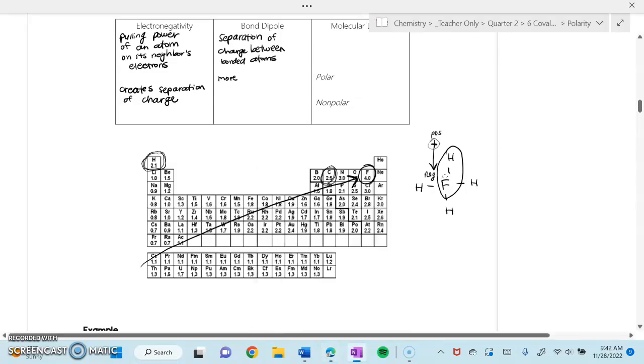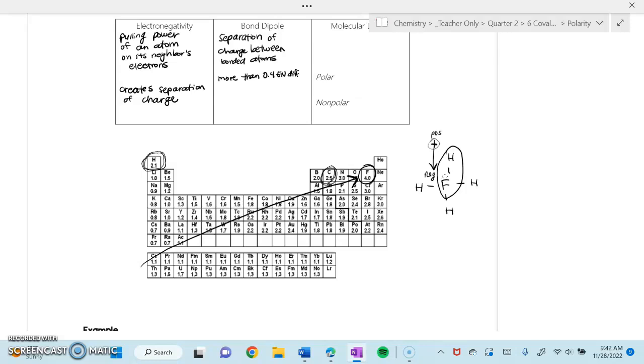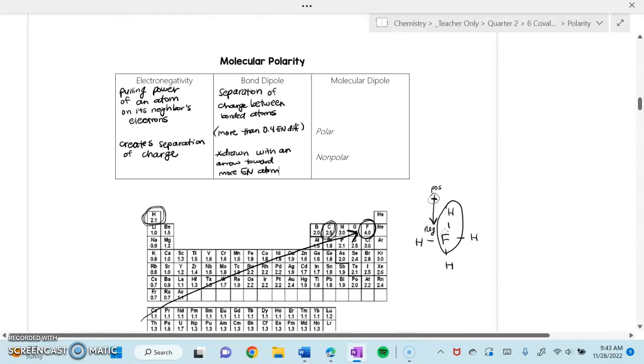For it to be a bond dipole, it must be more than 0.4 electronegativity difference. And we draw a bond dipole with an arrow toward the more electronegative atom. And that's going to be the more negative side. The more positive side is where we have less electrons. So our bond dipole is separation between bonded atoms.